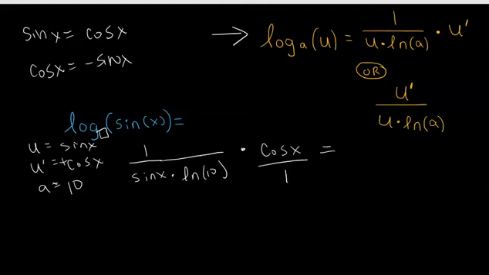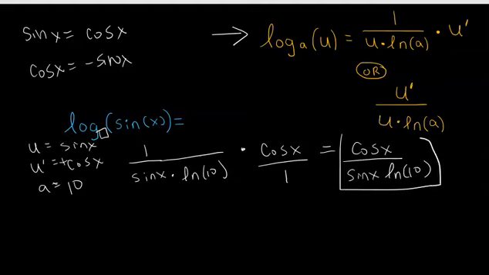Let's go ahead and do that with an invisible 1. We're going to multiply the numerators together, which is cosine x, and then I have sine x ln 10. This is the answer right here. But, of course, we can go further. We can pull these apart like we did with the previous one, right? Cosine x over sine x times 1 over ln 10.